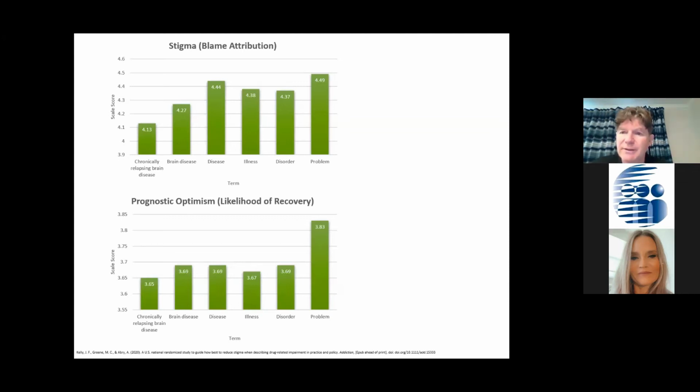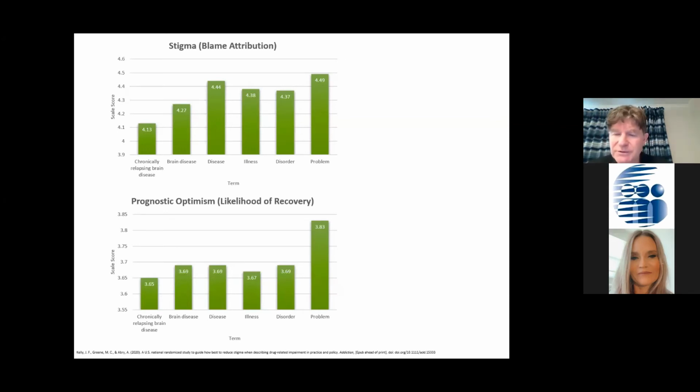Now, interestingly, the exact opposite occurred when we looked at likelihood of recovery. Can someone get well who has opioid-related impairment? And should they be socially excluded? And are they dangerous? We found the opposite effect.